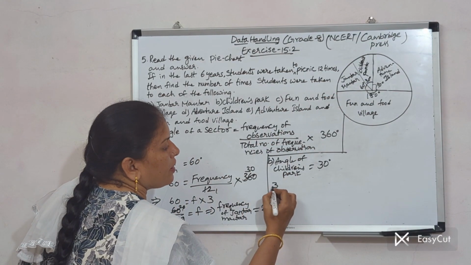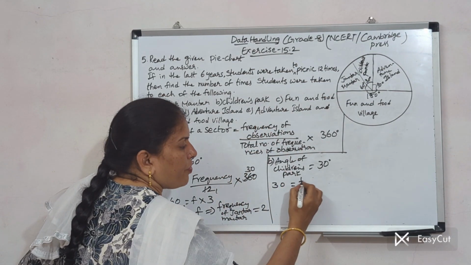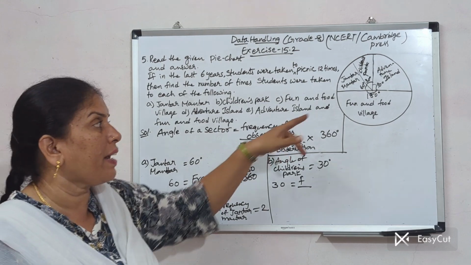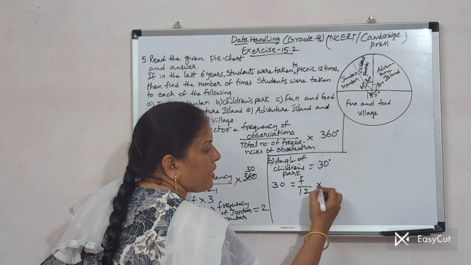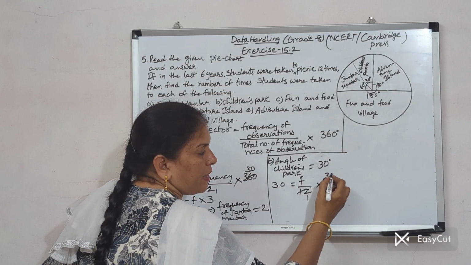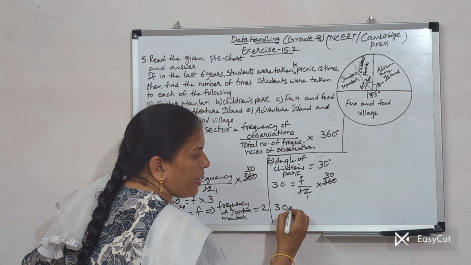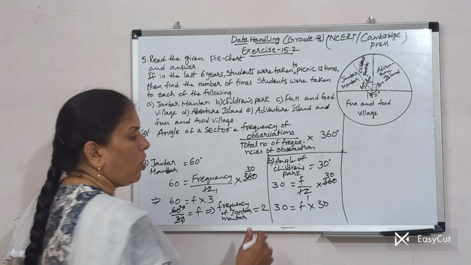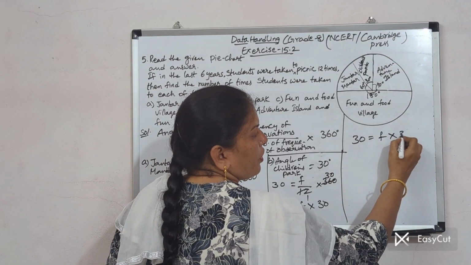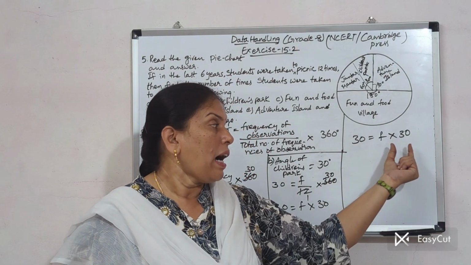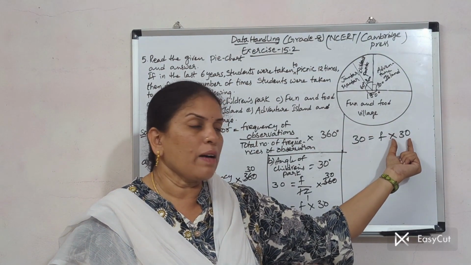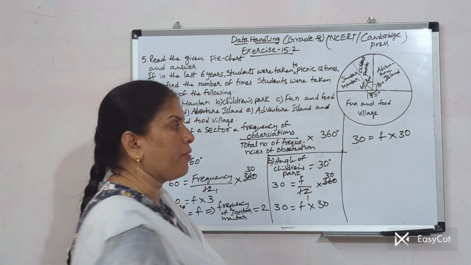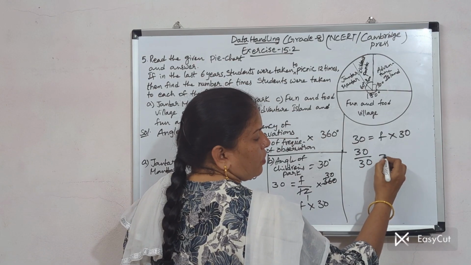I am writing here 30. 30 is equal to frequency, we don't know. Frequency by total number of frequency. How many times they went to picnic? 12 times. 12 into 360 degrees. 12 ones, 12 30s. Same. So, 30 is equal to F into 30. F is what here? Frequency. I want F value. I am cross multiplying into 30. It comes to the denominator. That means division. Or multiplicative inverse of 30 is 1 by 30. 30 by 30 is equal to F.